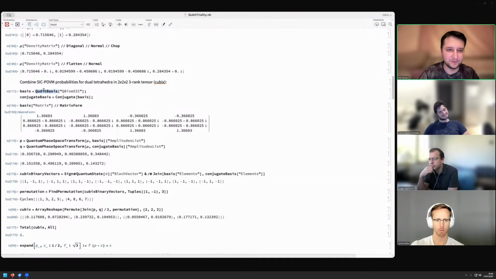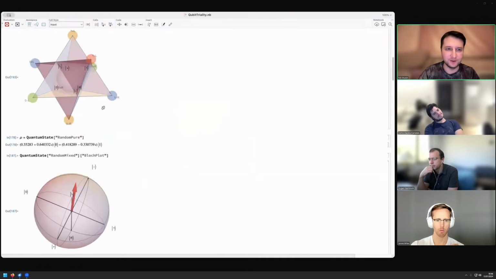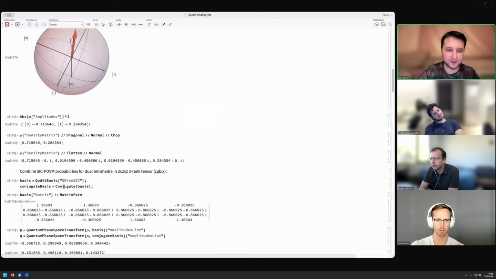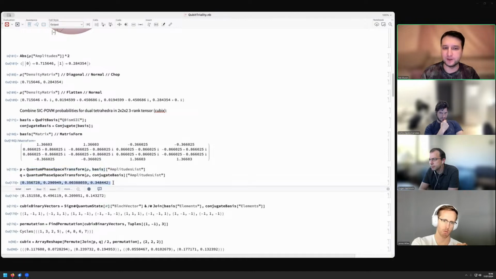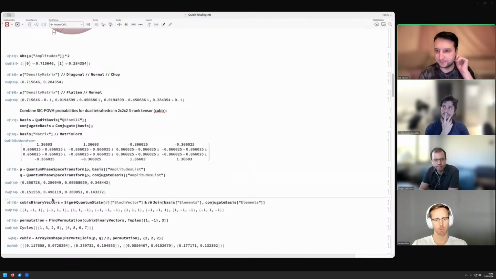So we form this basis. This qubit C corresponds to, for example, this tetrahedron, whatever it is. Its conjugate basis is like taking the dual. It's for another one, and you basically do the phase space transformation, recover the corresponding probability vectors for that particular random density matrix that we use. So we have these 2 vectors now.